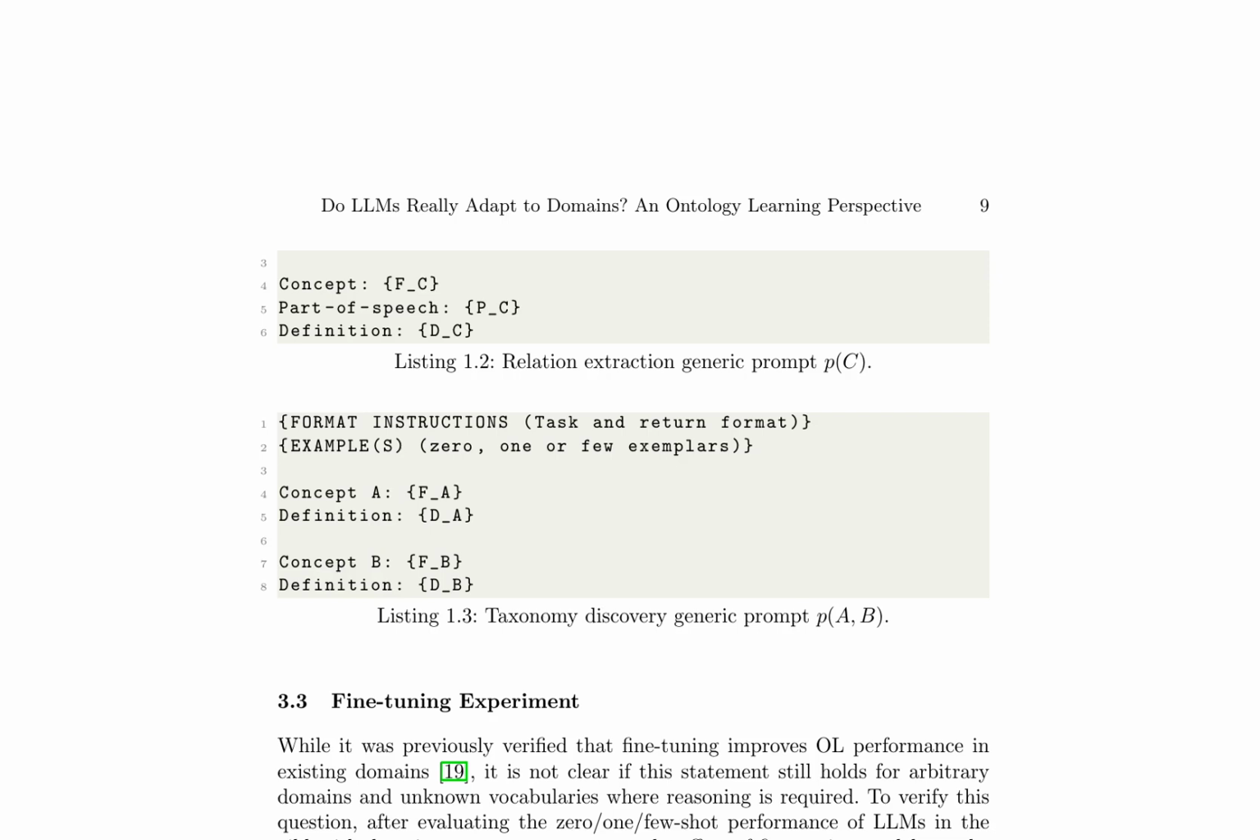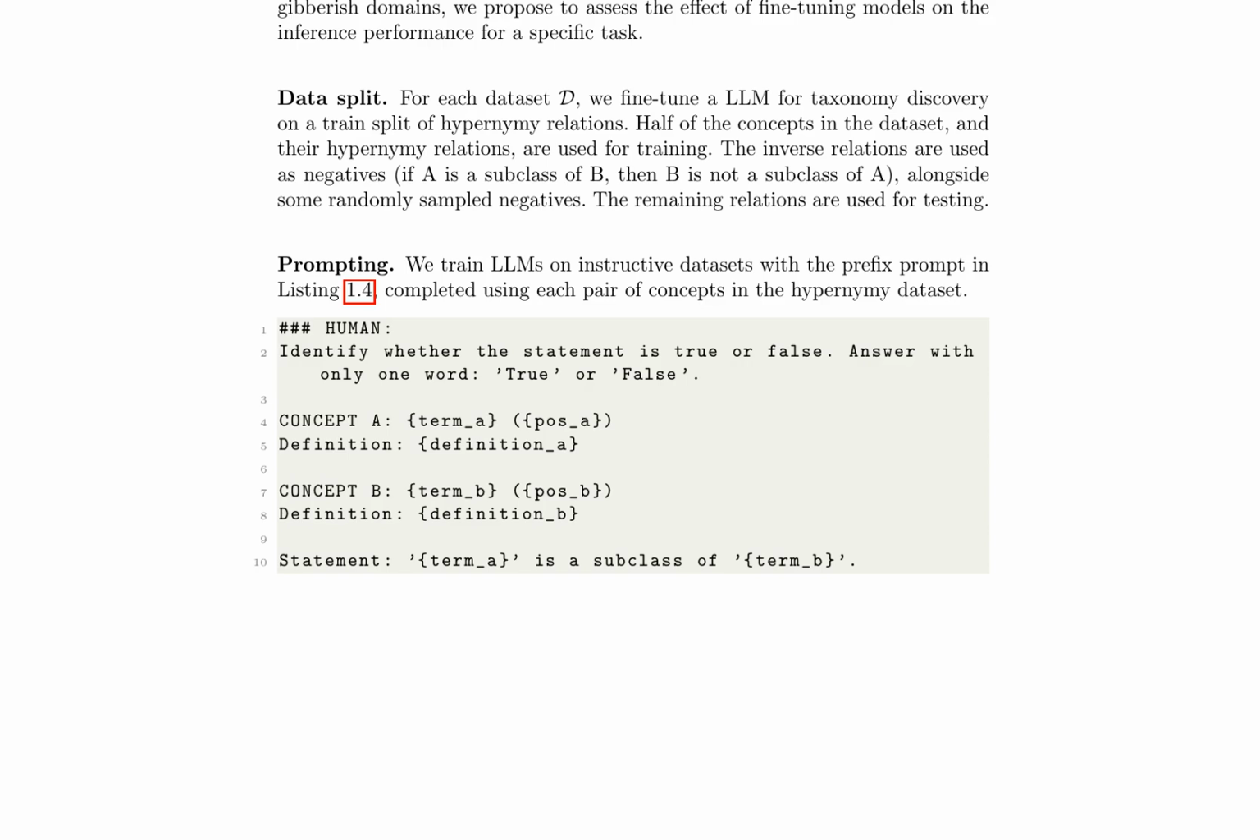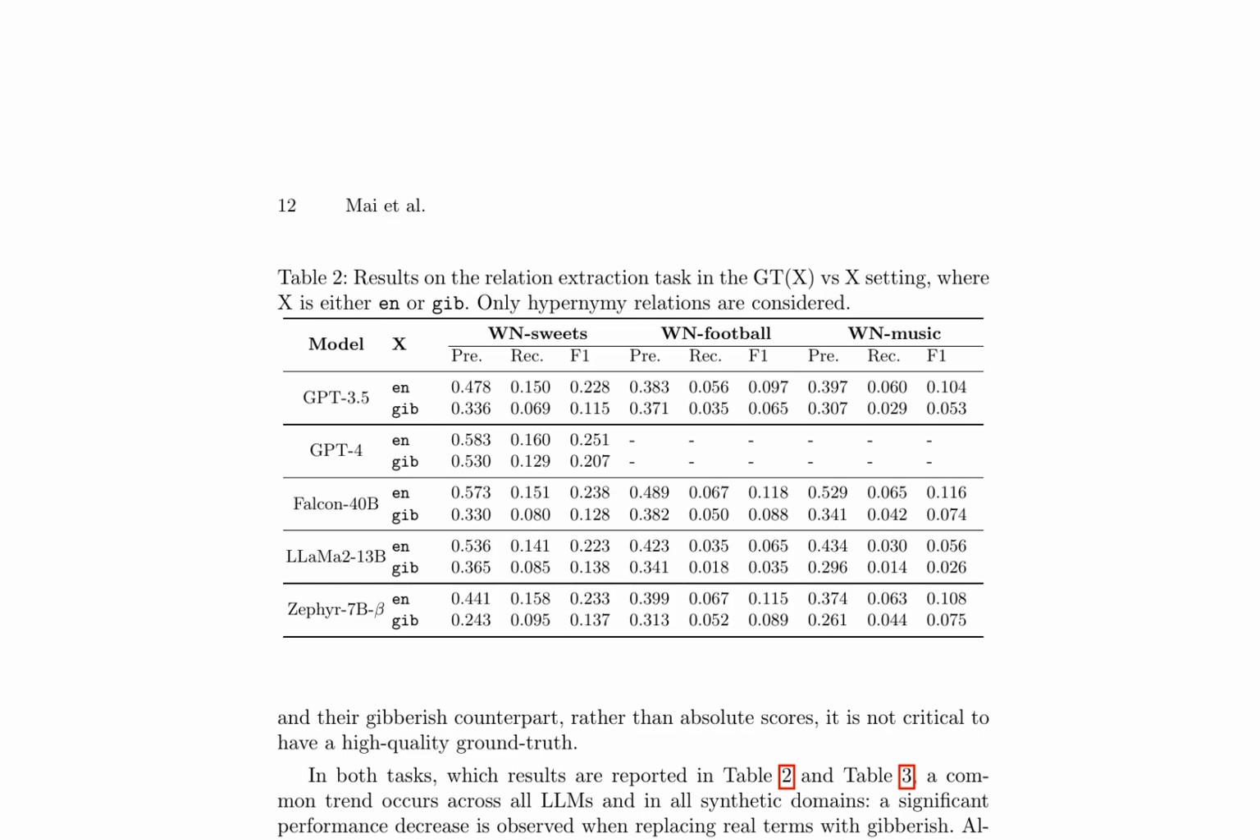The authors investigate the adaptability of large language models, LLMs, to arbitrary domains and unknown vocabularies, focusing on ontology learning. They propose fine-tuning experiments to assess the effect of fine-tuning models on inference performance for taxonomy discovery tasks. The fine-tuning experiment involves training LLMs on instructive datasets with a prefix prompt, where the model is asked to identify whether a statement is true or false, given a pair of concepts and their definitions. The authors generate synthetic domain-specific datasets from the Open English WordNet to evaluate the performance variation with domain specificity.